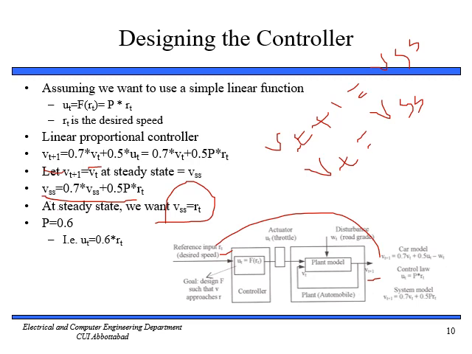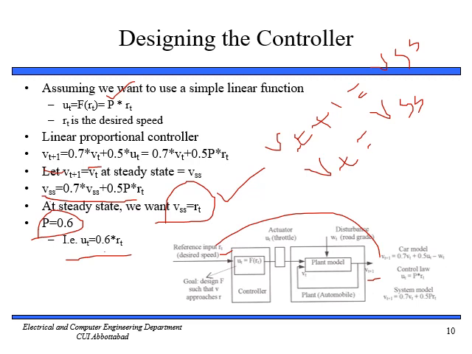So for this value, p is equal to 0.6, we will have this equation satisfied, that vss is equal to r of t. So we have found out the value of p. So u of t is equal to 0.6 r of t. So how have we found out this value 0.6?